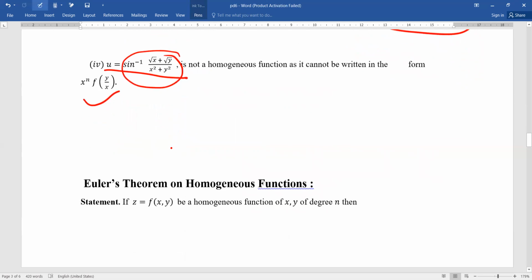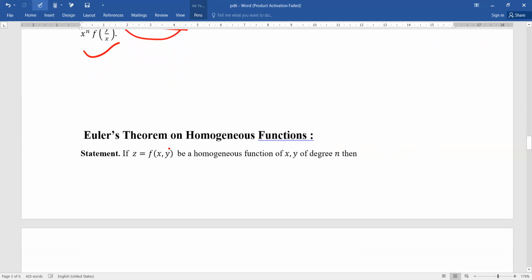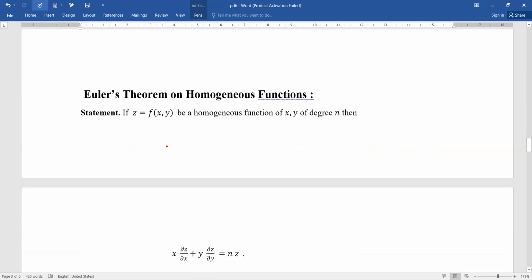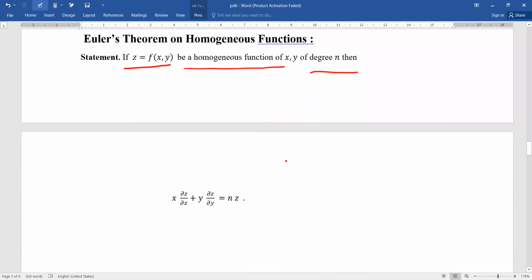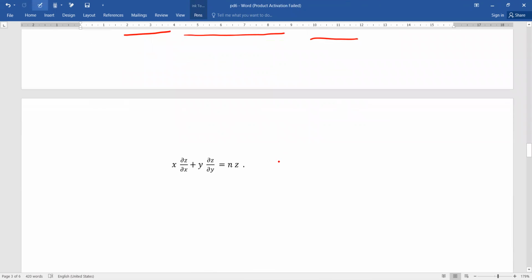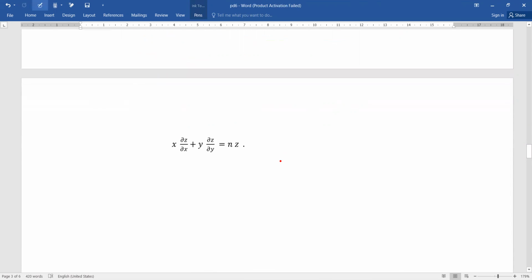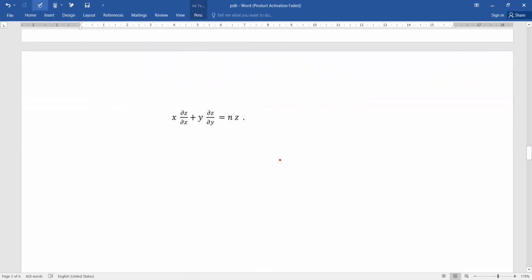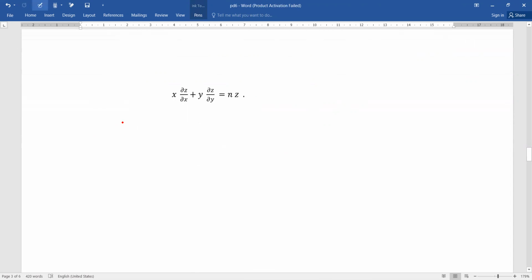Now, depending upon homogeneous function, see one very interesting theorem. If z equal to f of xy be a homogeneous function of xy of degree n, then x del z by del x plus y del z by del y equal to, it always equal to n times z.